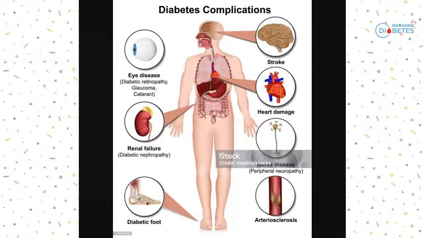So these are diabetic complications. If you are not taking care of your diabetic situation, these are diabetic complications. All right, as you are seeing there, if you don't control your diabetes, you have what we call diabetic retinopathy.